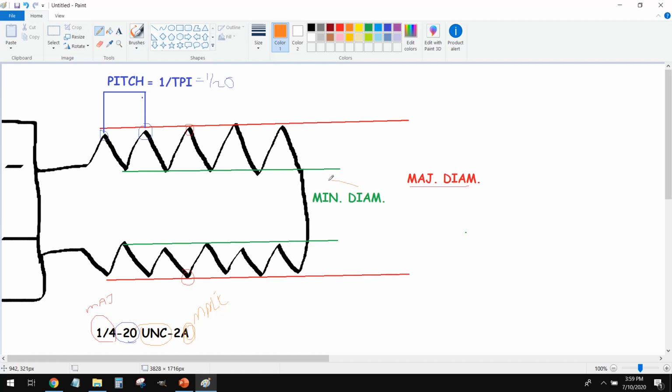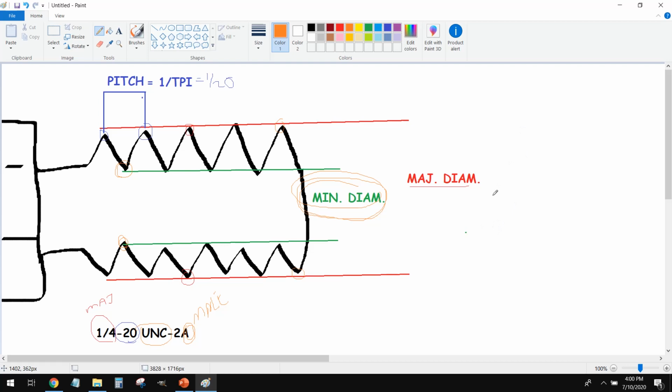But we also have to take into account the minor diameter. So the minor diameter is essentially the polar opposite of the major diameter. We have the root to root distance as opposed to the major diameter, which is the peak to peak distance. Now, because of how we manufacture threads, that's going to dictate which one we use when we're selecting stock or drilling holes.